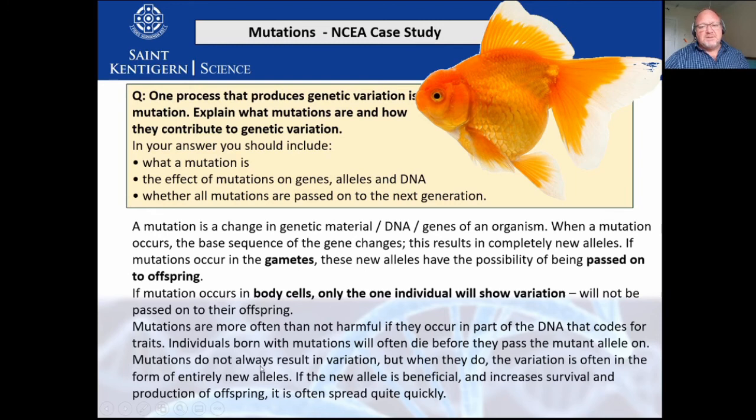If a mutation results in variation, the variation is often in the form of entirely new alleles. If the new allele is beneficial and increases survival, and reproduction of offspring is increased, it is spread quite quickly. We call that natural selection.